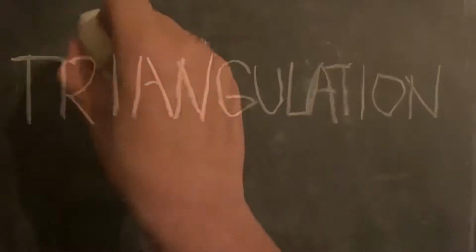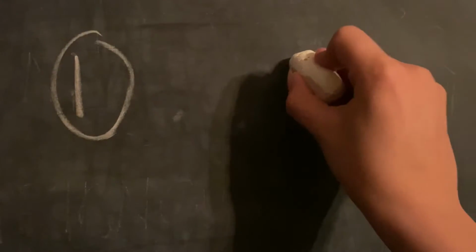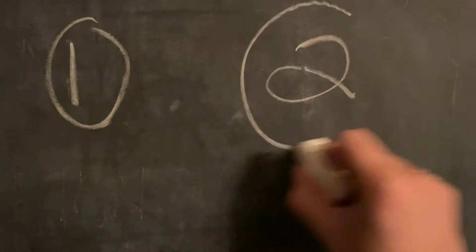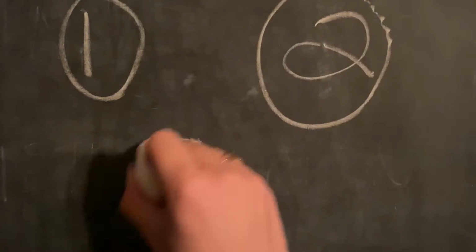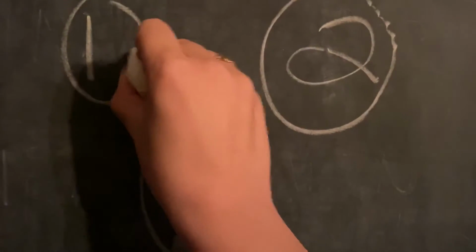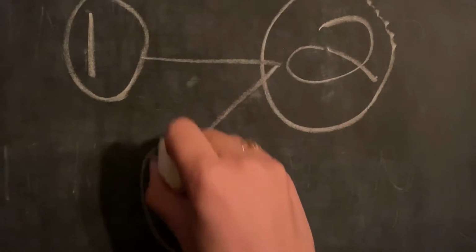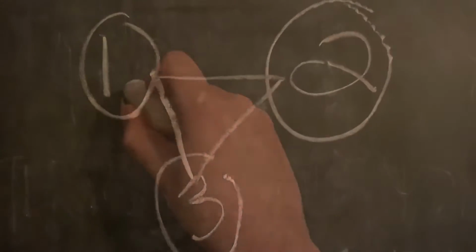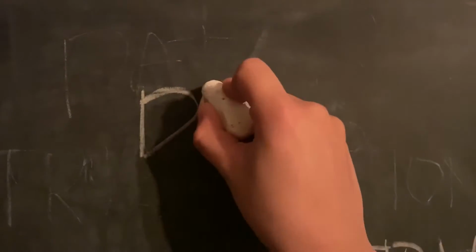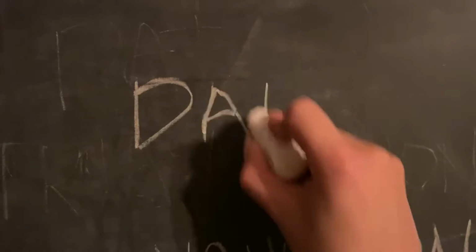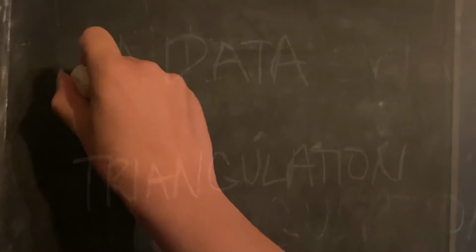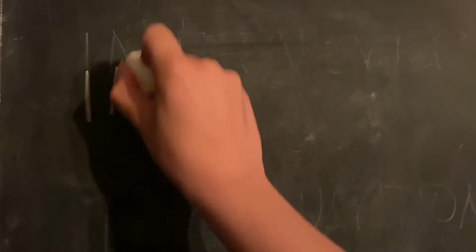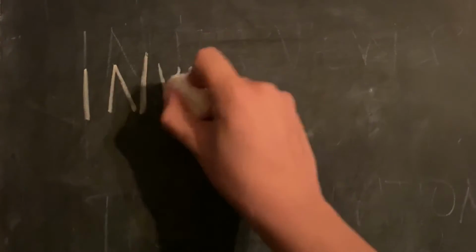So with triangulation, basically what it is, is using several independent methods to investigate the truth of a hypothesis. There are different types of triangulation. There's data, investigator, theory triangulation, methodological triangulation, or method triangulation. For the purposes of today's video, we will not be going over data triangulation, but instead look over investigator triangulation.